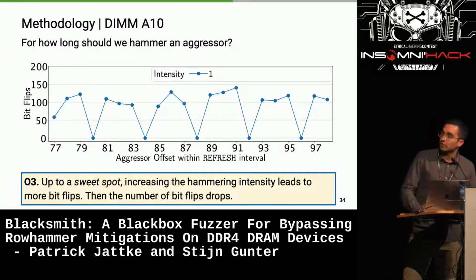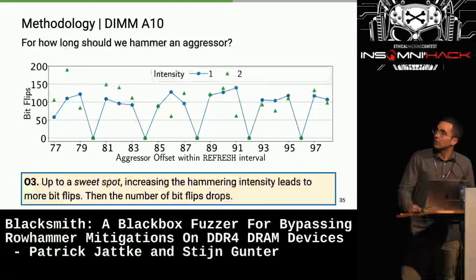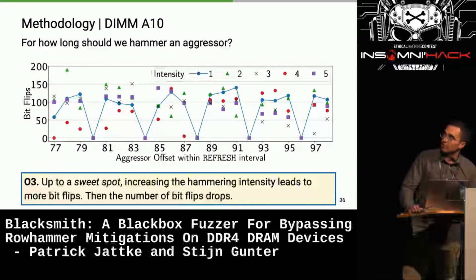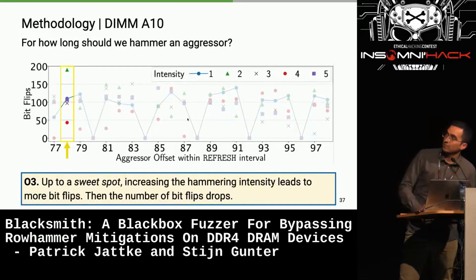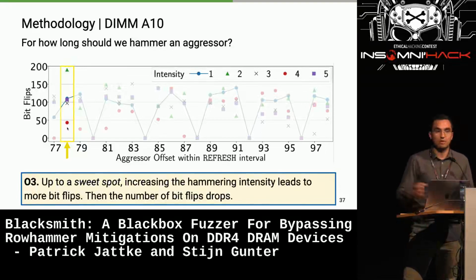And here again, we have some real data. So here we can see the number of bit flips and the aggressor offset, so where we hammer in the pattern, for an intensity of 1, so we only hammer the aggressor once. And here for an intensity of 2, and we did this for different intensities. And one interesting point is, for example, this here you can see that if you hammer 2 times, you get way more bit flips than if you hammer 4 times. So this indicates that at some of these repetitions, you get caught by the mitigation.